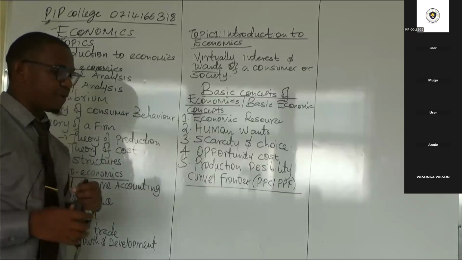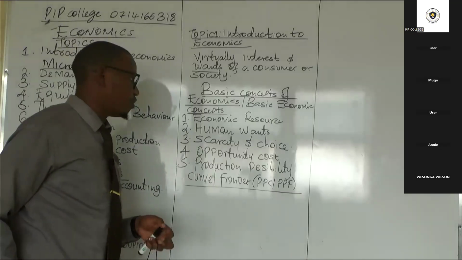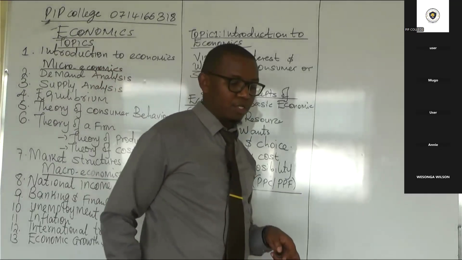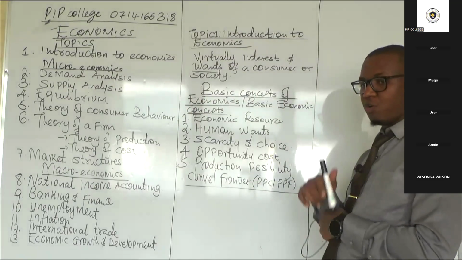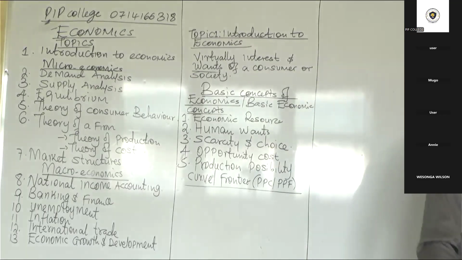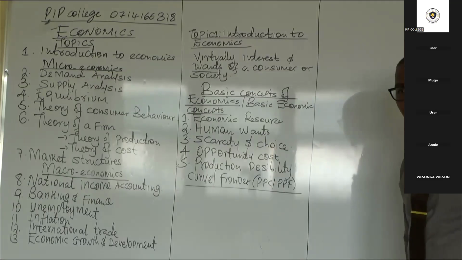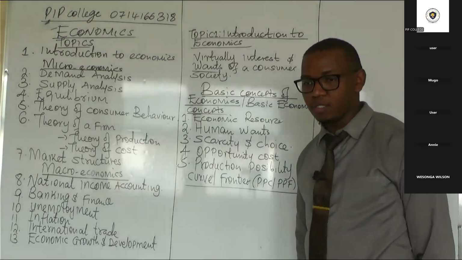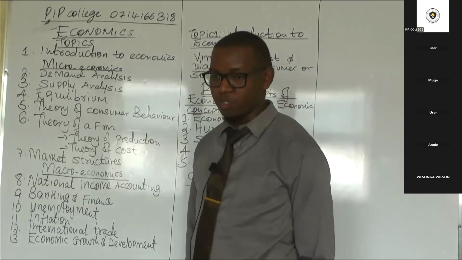So we begin with the first one, which is the basic economic concept. Number 1 is the economic resource. These are the ingredients that are used for production of goods and services.